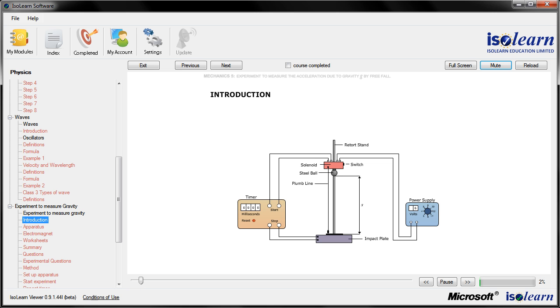In this experiment, you are going to find the acceleration due to gravity on the Earth, which is called little g. Its value is 9.8 meters per second squared. This means that when an object falls through the air, its speed increases by 9.8 meters per second every second. In this experiment, you are going to time how long it takes the ball to fall a certain distance s.